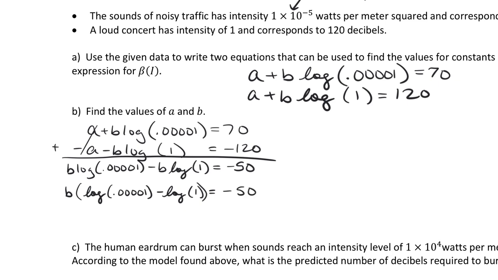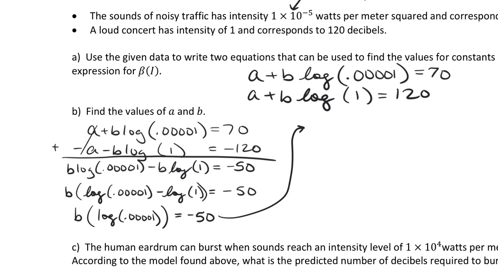When you're subtracting logarithms, what can you do with the numbers? Divide. This is b times the log of 0.00001 divided by 1. What is any number divided by 1? The same number. So instead of writing that as a fraction and making it look super complicated, let's just do this once. Because 0.00001 divided by 1 is still that number. Easy.